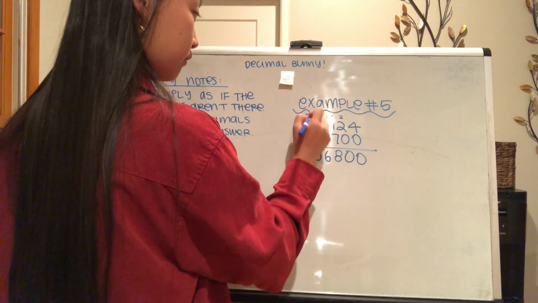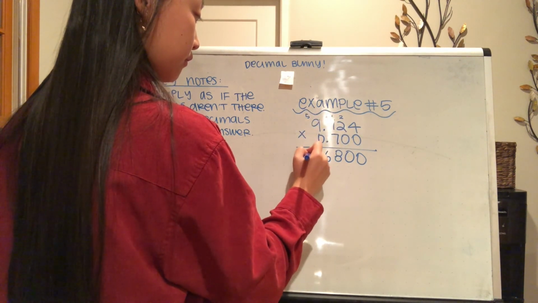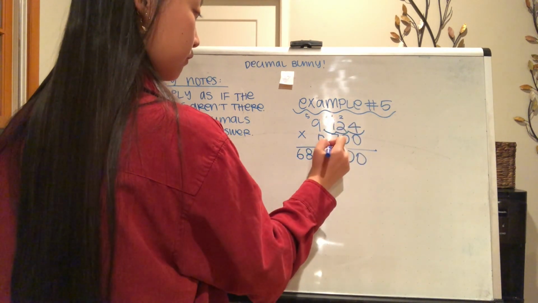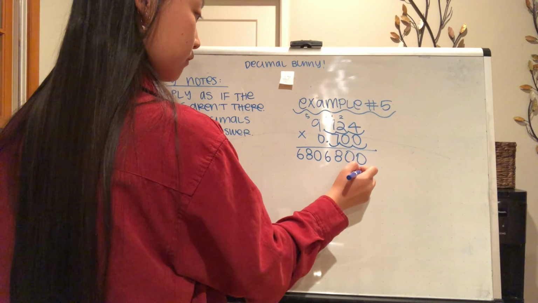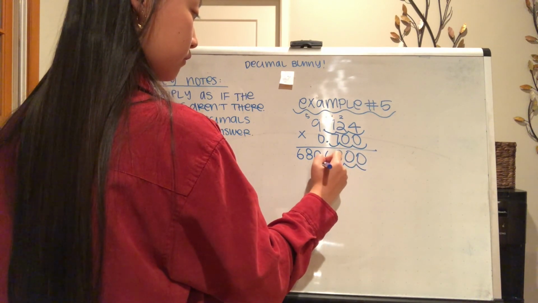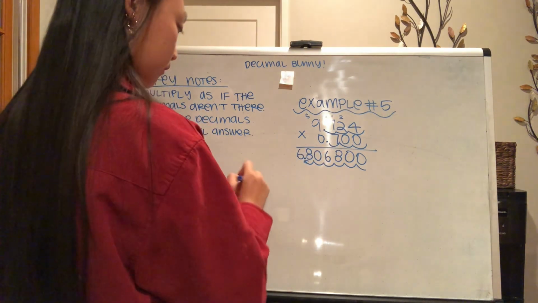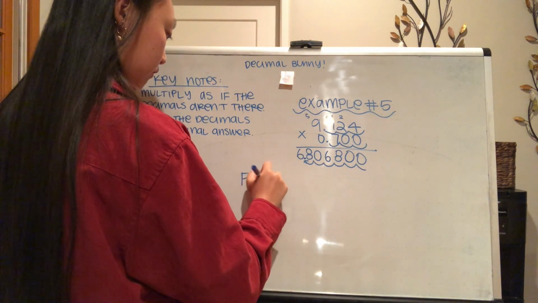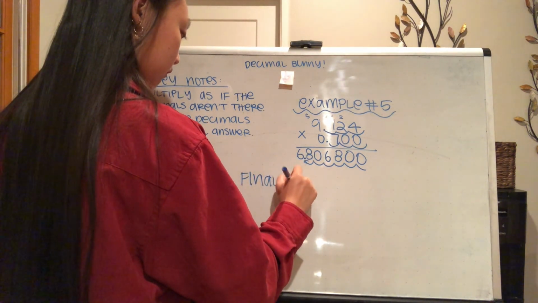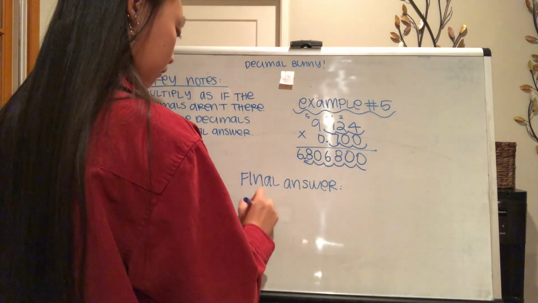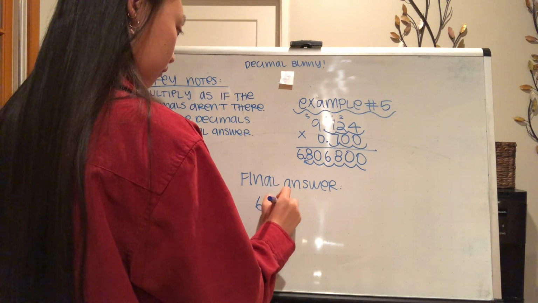So 4 times 7 is 28, carry the 2. 7 times 2 is 14, plus 2 is 16, carry the 1. And then that's going to be 0 and 68. We're going to count how many spaces are after the decimals to the right, and that's going to be the same amount in the answer. And so the final answer is going to be 6.806800.